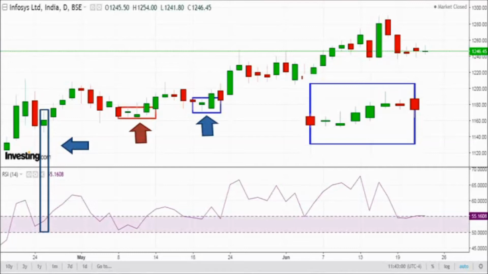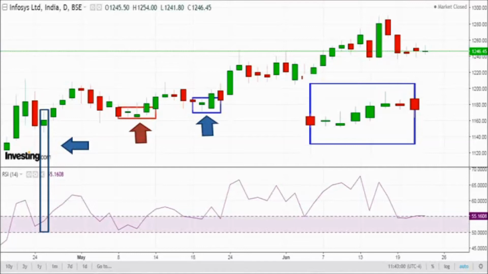The momentum was not there, so that doesn't allow me to take the trade. Even though the doji was there, even though the RSI was well in the range of 50 to 55, I didn't take it because it took too long to break the high of the doji. So that's another thing you need to keep in mind. It should break the high of the doji on the very next day.